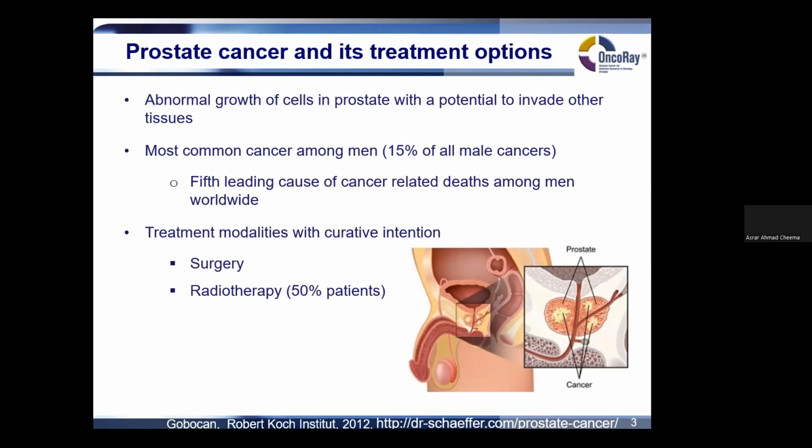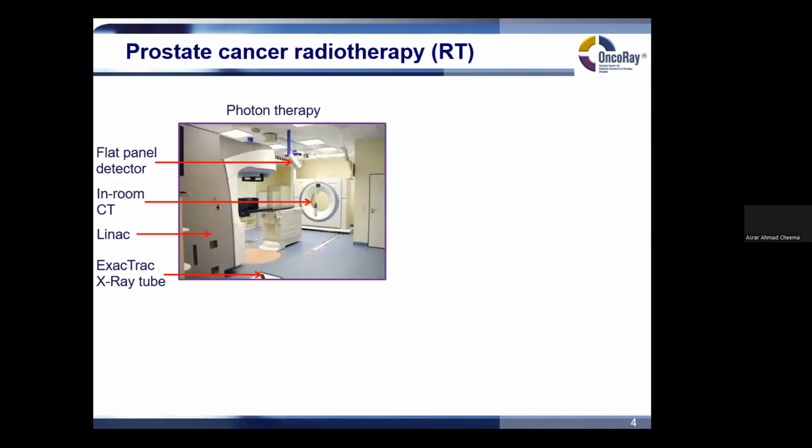Treatment modalities with curative intention include surgery and radiotherapy. It is documented that 50% of prostate patients can benefit from radiotherapy.